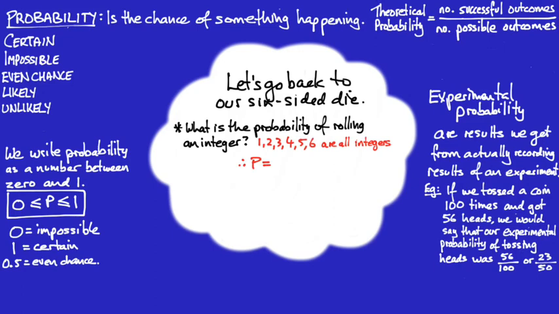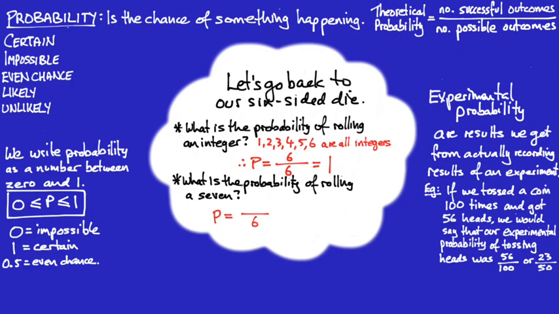So the probability of rolling an integer, we have 6 possible outcomes, and we have 6 successful outcomes. So the probability is 1. It's certain. What's the probability of rolling a 7? Well, there are no 7s on a die. So there are 6 possible outcomes, but there are 0 successful outcomes. So the probability of rolling a 7, which is impossible, works out to be 0.